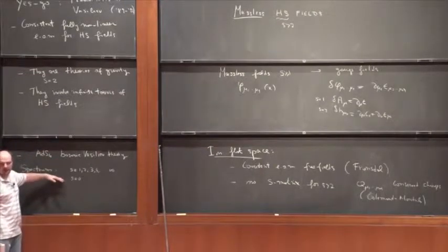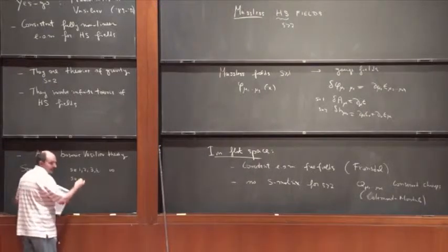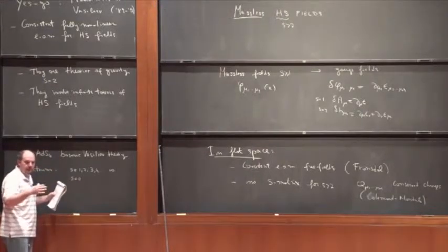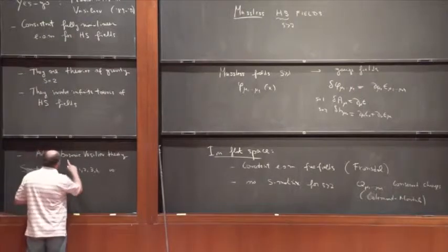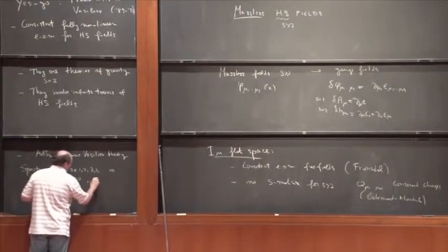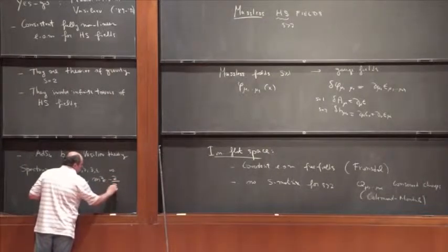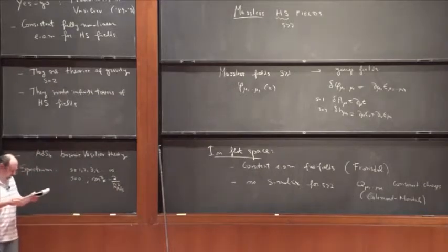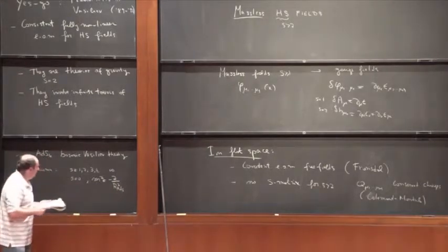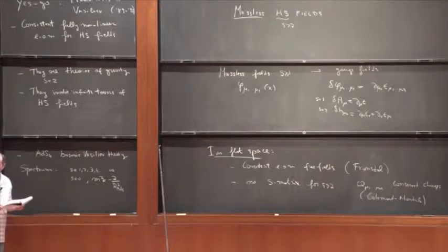This scalar field cannot be projected out. It's there in the spectrum, and it has a mass which is fixed by the equations of motion. And in AdS4, it has a mass squared equal to -2 in units of the AdS radius. Okay. Any questions so far?